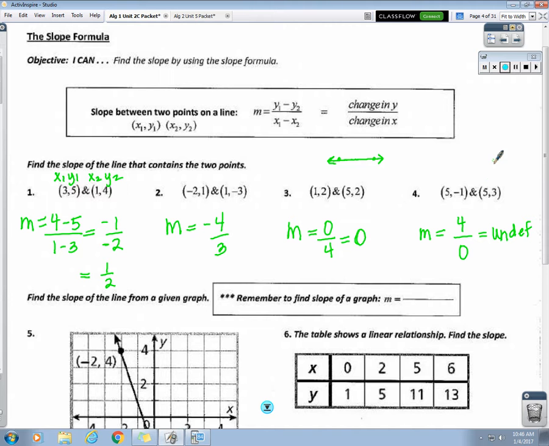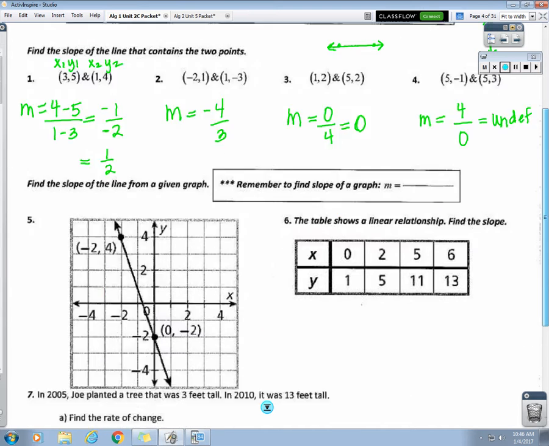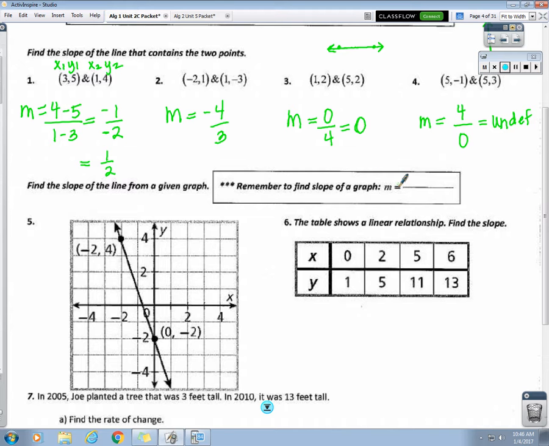No, because 5 minus 5 is 0. Yes. Now, undefined lines are vertical. Because think about it. (5, negative 1) would be right 5, down 1. (5, 3) would be right 5, up 3. So they're going to be on top of each other making a vertical line, and all vertical lines have undefined slope.